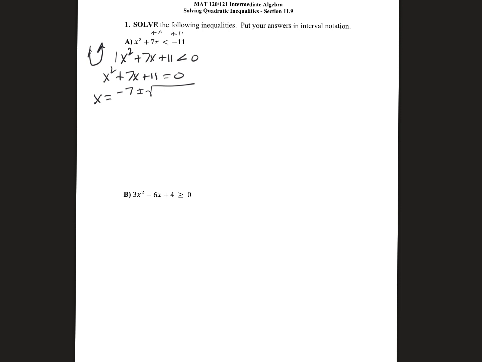So I'm going to plug things in. We're taking negative b plus or minus the square root of b squared minus 4 times a times c, all of this divided by 2 times a. So now we simplify this. We get negative 7 plus or minus the square root of 49 minus 44, all over 2. And this gives us negative 7 plus or minus the square root of 5 over 2.